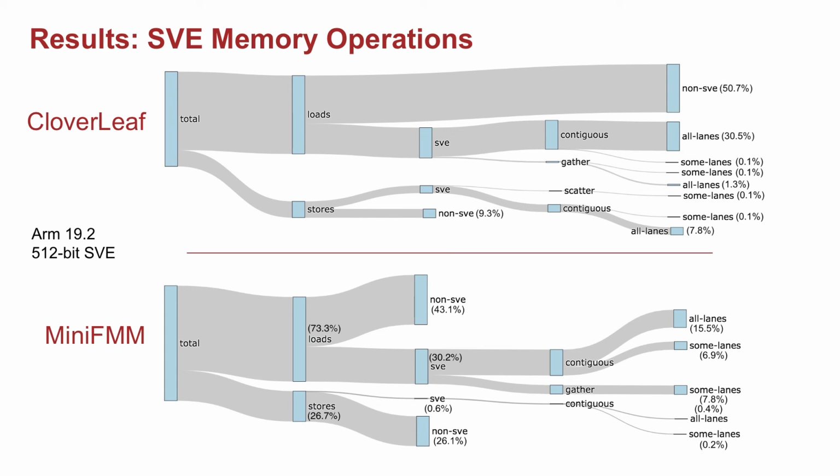MiniFMM's usage of non-contiguous operations and partially filled vectors was not a performance bug. Instead, this highlights the flexibility of SVE. Due to the nature of the task-based FMM algorithm, a lot of the operations don't benefit from wide vectors, and the ability to mask out lanes enables it to use at least some of the vector power. In a fixed-width scenario without predication, many of these operations would have been run scalarly instead.